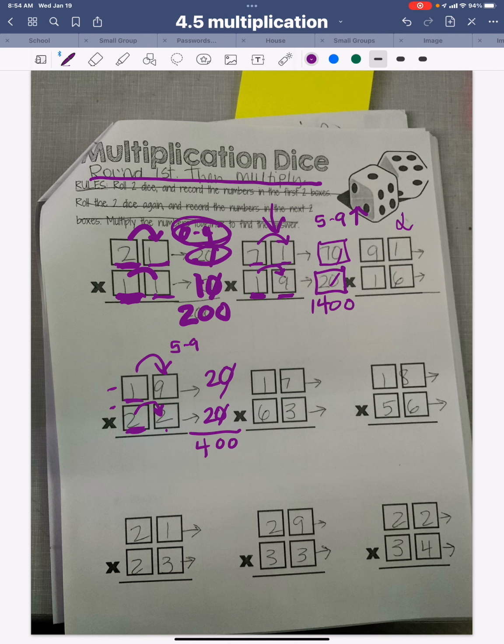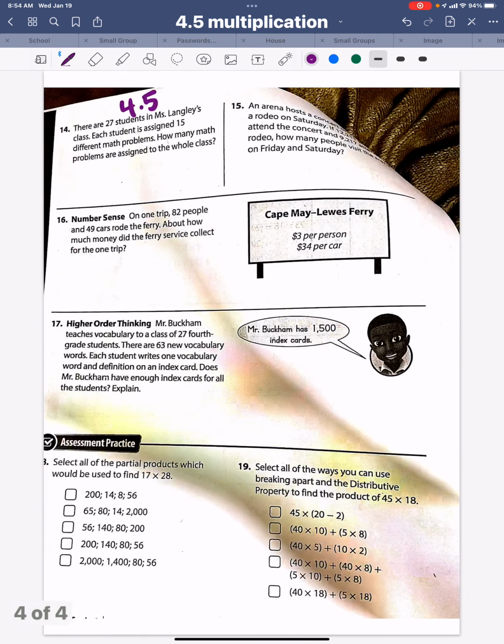You need to work the rest of these today, and then you also need to work the back of the practice on 4.5. And then the other sheets, you need to work on those too, like the place value. These are the only ones I'm doing because I felt like we needed a review on these.